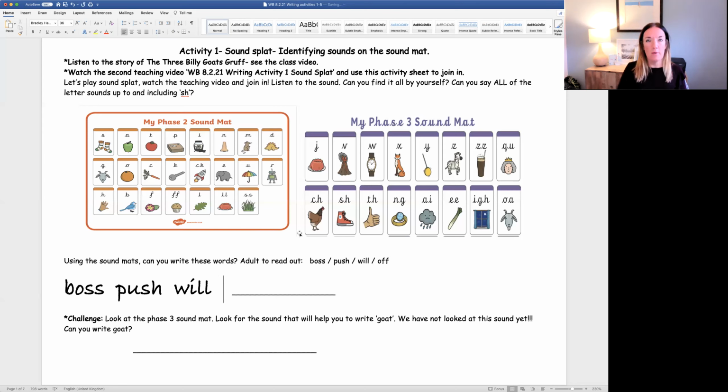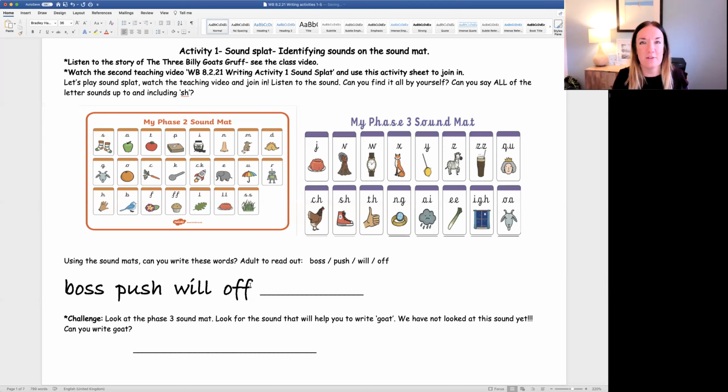Fantastic. Shall we have a go at spelling off? Off. Let's sound it out. Off. Say it again. Off. Sound it out. Off. Let's help us by looking on the sound mat. Here's my o. And here's my ff. So I'll write those. Off.